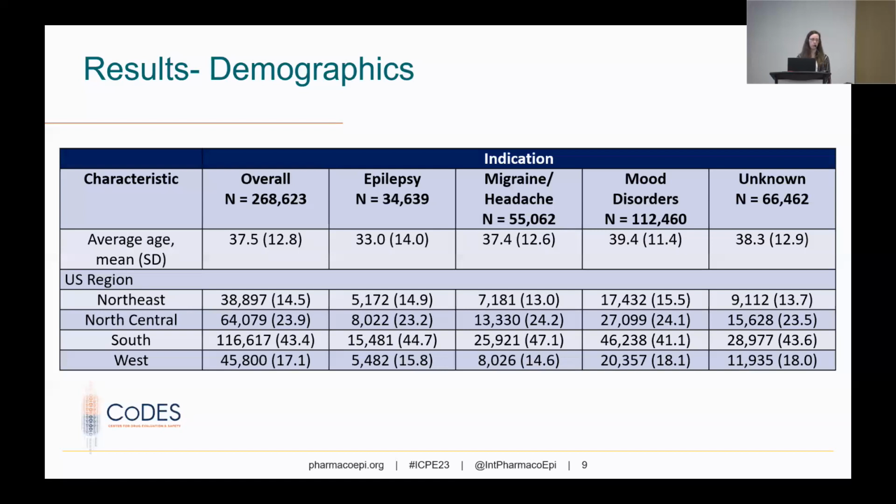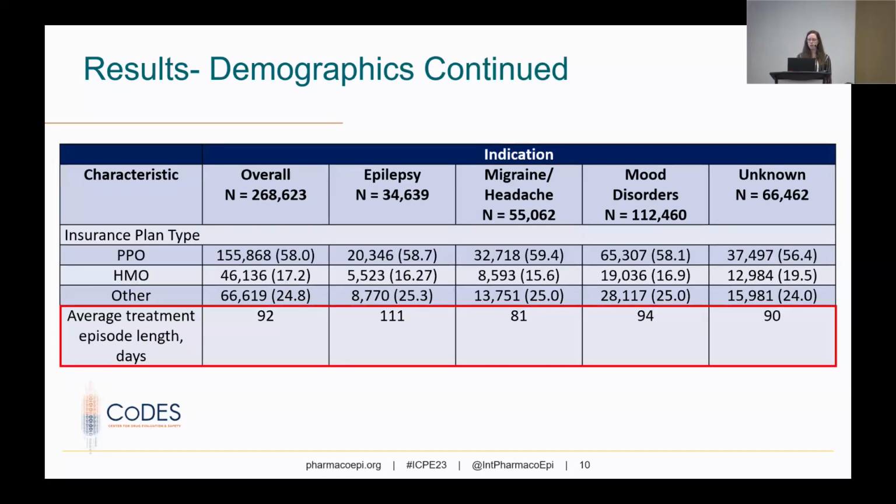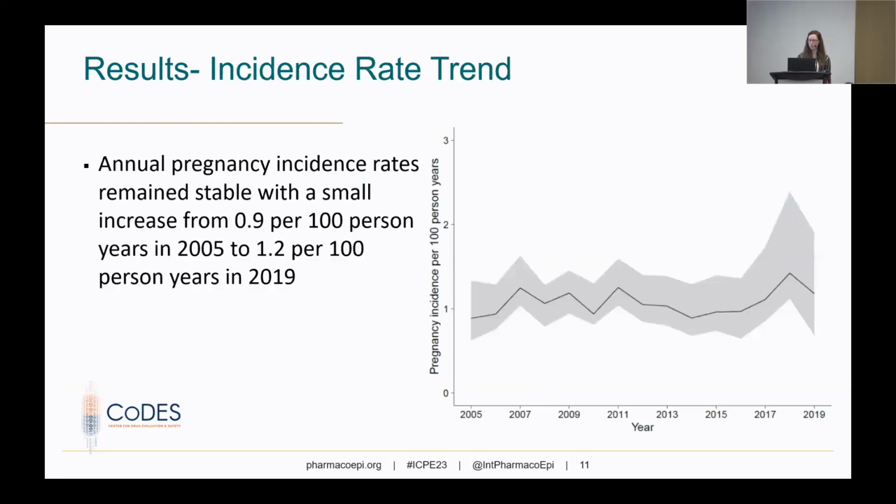In terms of the region of where the patient was from, the majority was in the South. That is part of our data. Most of Market Scan is patients that live in the South. In terms of the average treatment episode length, so this is just on average, how long were the treatment episodes that we constructed? The overall was 92. We did see that the epilepsy patients had slightly longer with 111.